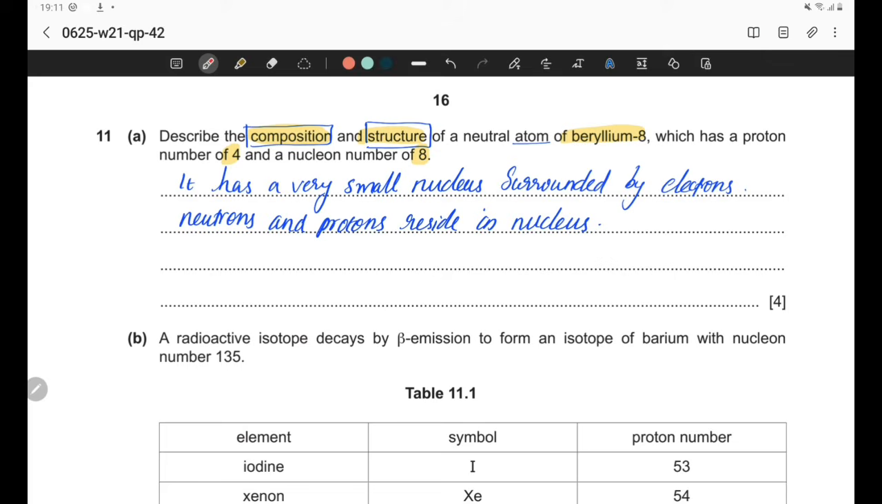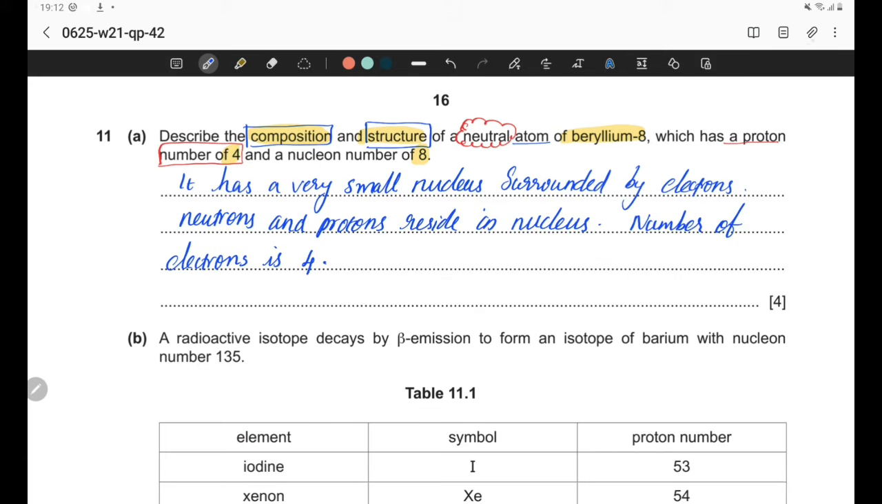Now we can write about the number of protons and neutrons. As it's mentioned, the number of protons is 4. We should understand the number of electrons is also 4. The reason is this atom is neutral. Neutral means the number of electrons and protons will always be the same. Therefore we can write the number of electrons is 4. The reason is there are 4 protons, so equal number of electrons. So there must be 4 electrons.